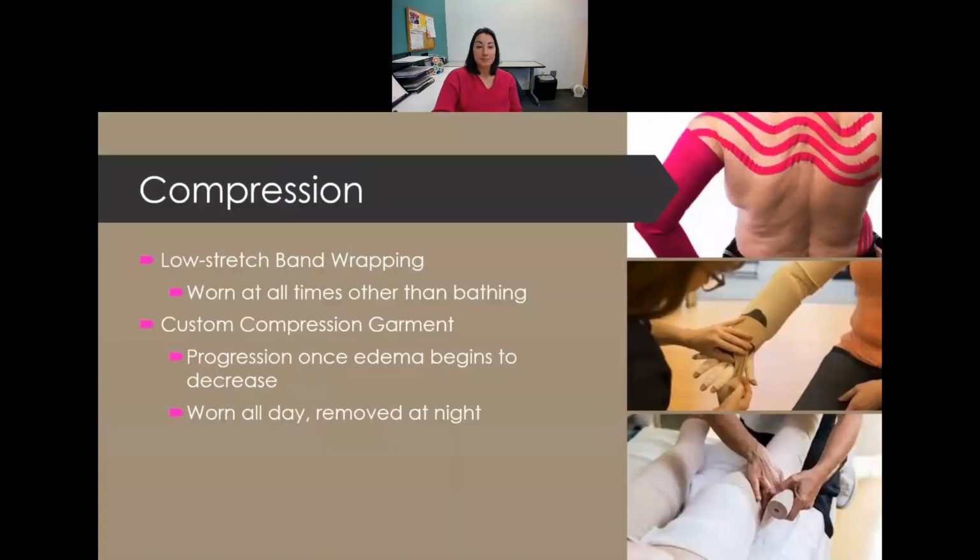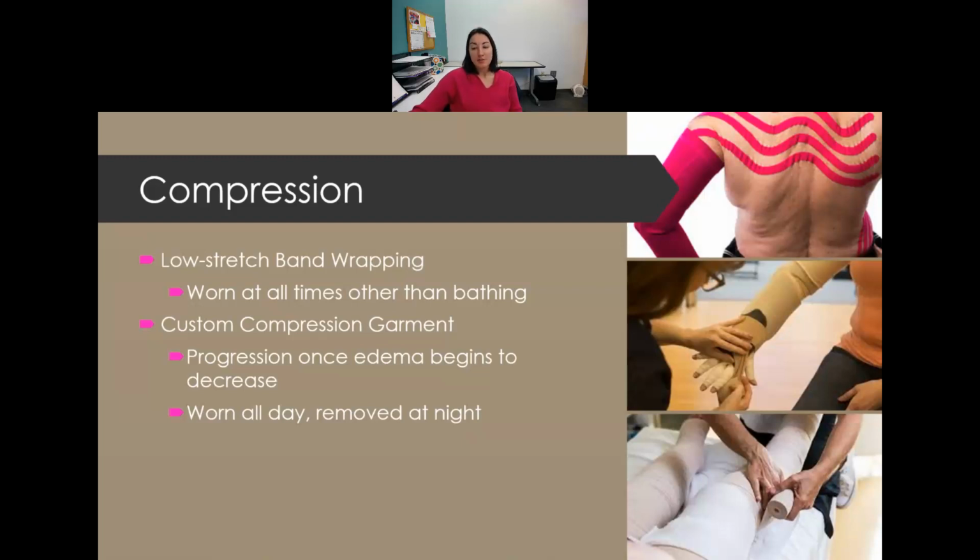Compression. There are various compression garments. You could just use a stretch band, like an ace wrap or something like that, and do compression. It needs to be even, and there needs to be no wrinkles, no areas where it's bunched or folded in, because that can create skin breakdown. So the compression needs to be even and needs to be worn at all times other than bathing. And the bad thing about an ace wrap is as you wear it, especially when you're moving around, it becomes looser, so you have to re-wrap it several times throughout the day.